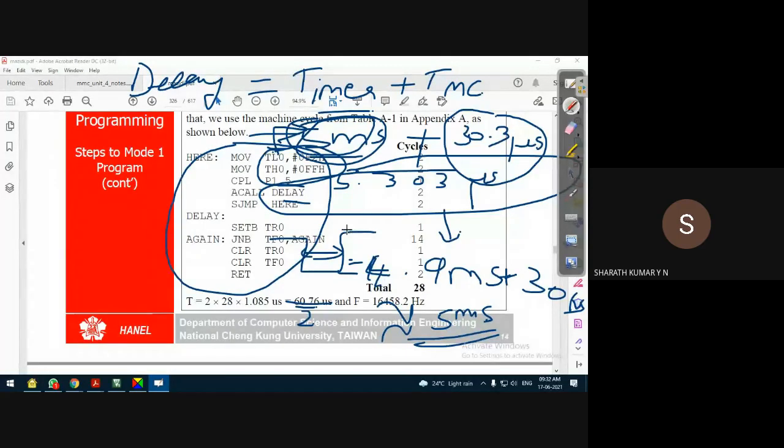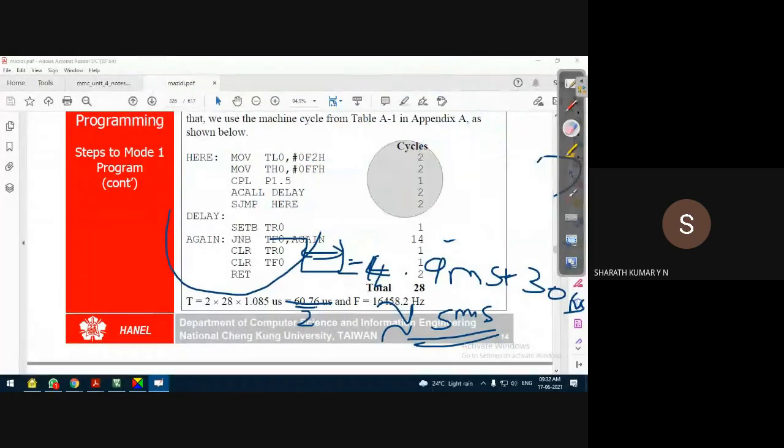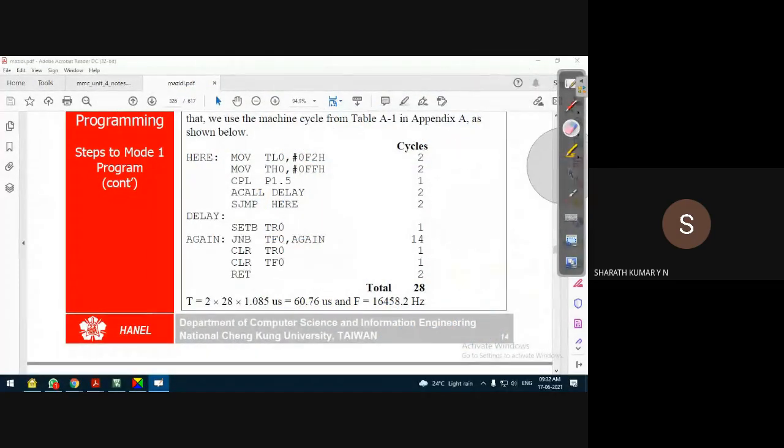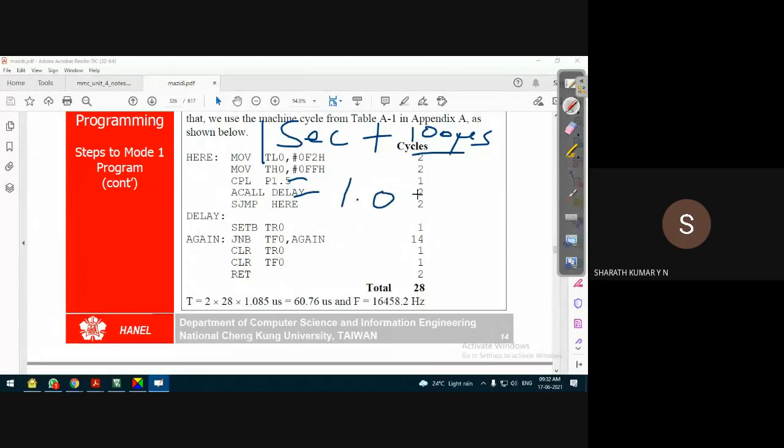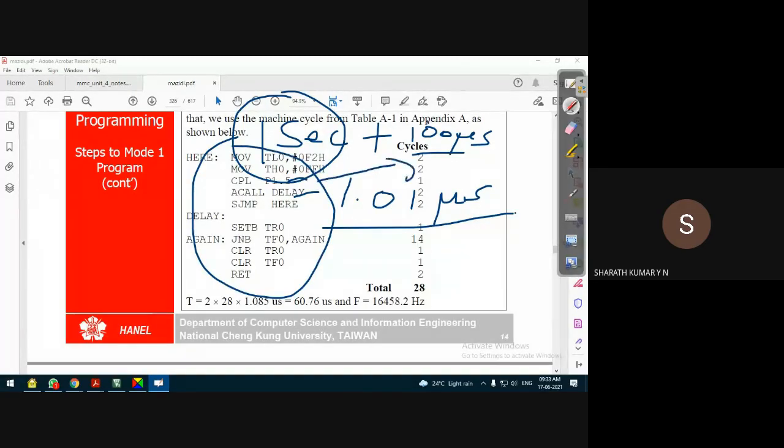But let us say, for example, we are generating a 1 second delay. If the program takes, in terms of microseconds, let us say 100 microseconds, this is very small compared to the delay. So for a larger delay generation, the time taken to execute the program can be ignored. But for a smaller delay we cannot ignore it.